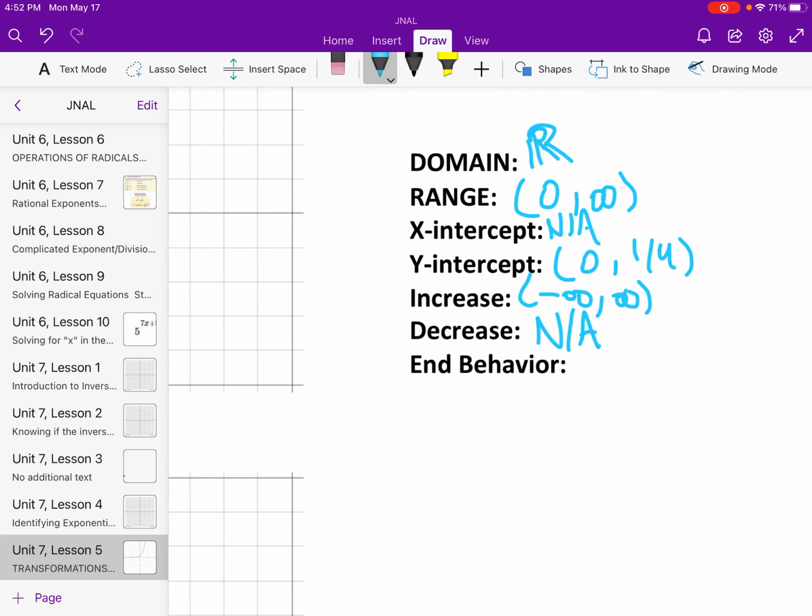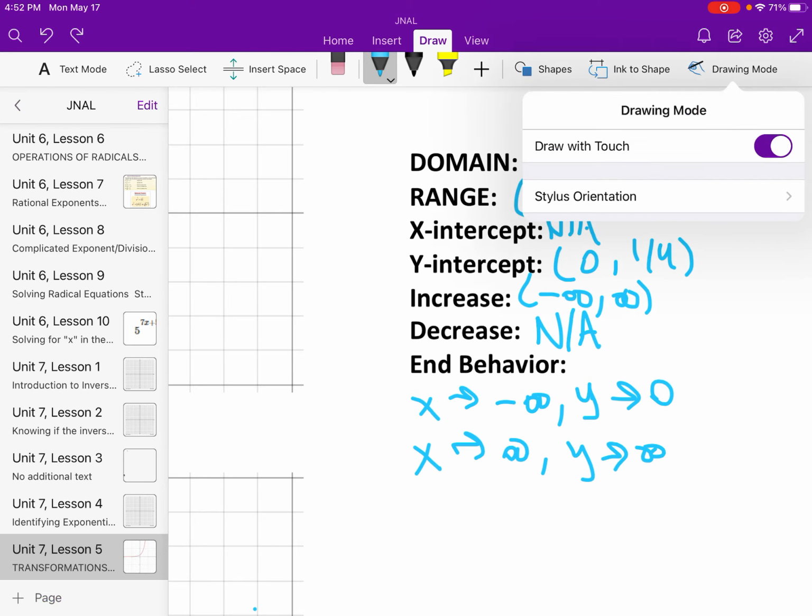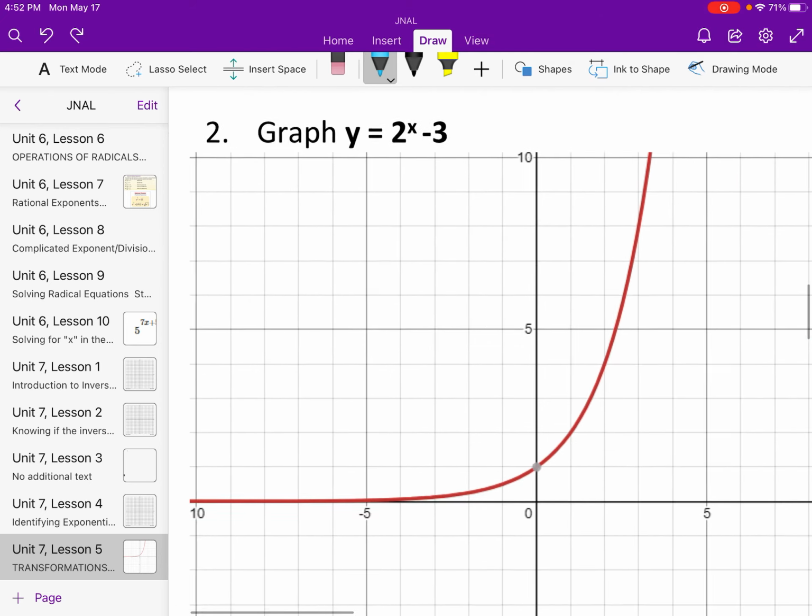In end behavior, as x goes to negative infinity, what does y do? Y goes to 0. It can't go to negative infinity, so it has to just go to 0 because of the asymptote. And as x goes to positive infinity, y goes to positive infinity. So they would do the same thing, but because of that asymptote, can't. Alright, so that was that one.